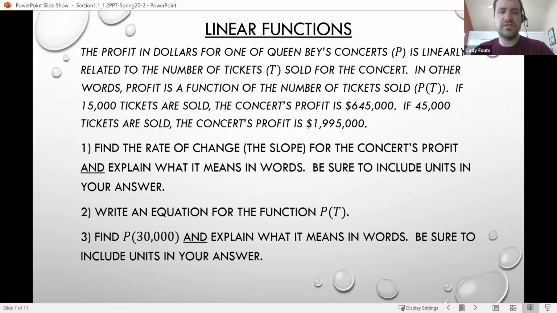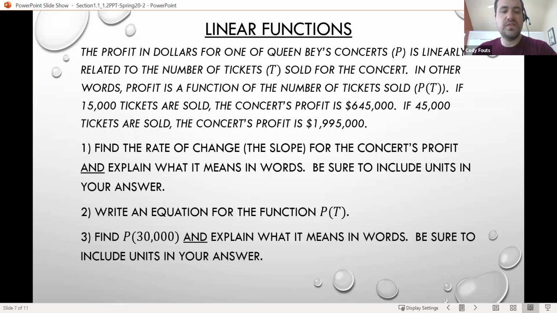The profit in dollars for one of Queen Bey's concerts, and they're using the variable P to represent that, is linearly related to the number of tickets sold for the concert, and they're using the variable T to represent that. In other words, profit is a function of the number of tickets sold, so P of T. If 15,000 tickets are sold, the concert's profit is $645,000. If 45,000 tickets are sold, the concert's profit is $1,995,000.